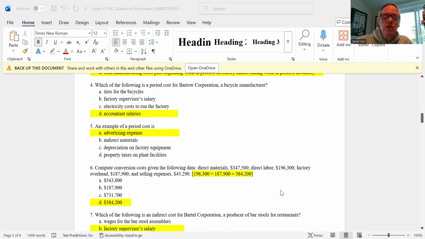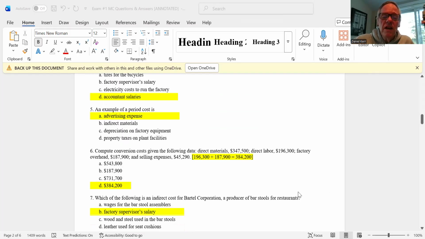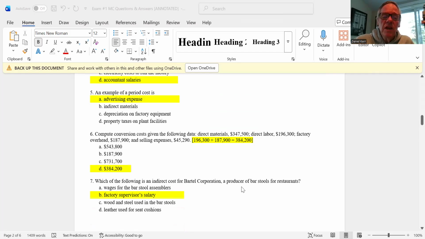6, compute the conversion costs. Conversion costs are the total of labor and overhead. So the total of labor here, 196,300, plus overhead of 187,900, gives you total conversion costs of 384,200. Answer there is D.